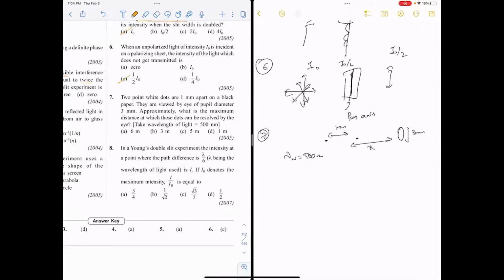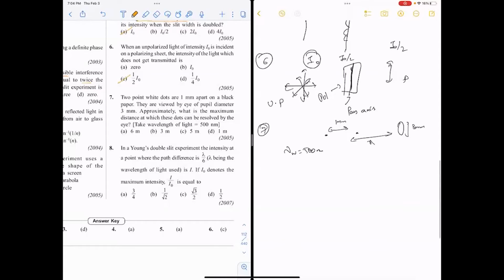Sixth one. There is unpolarized light of intensity I naught. There is something called a Polaroid; even in chemistry, we have this. There is something called the pass axis. So the polarizer only sends half of what you send in. If unpolarized light goes in, polarized, half comes out. So half is filtered by it.